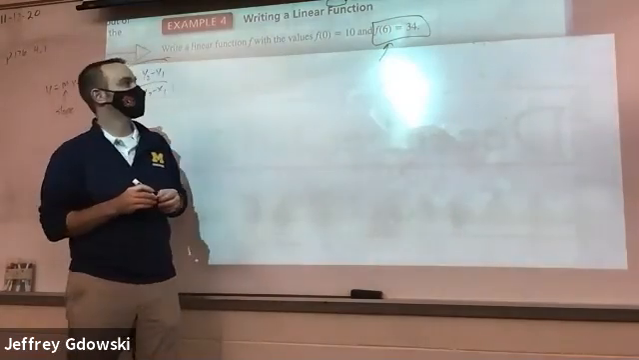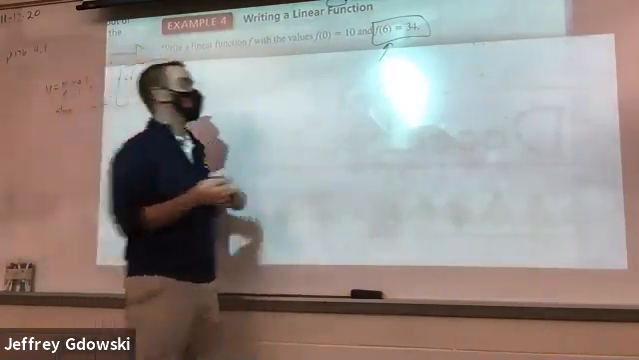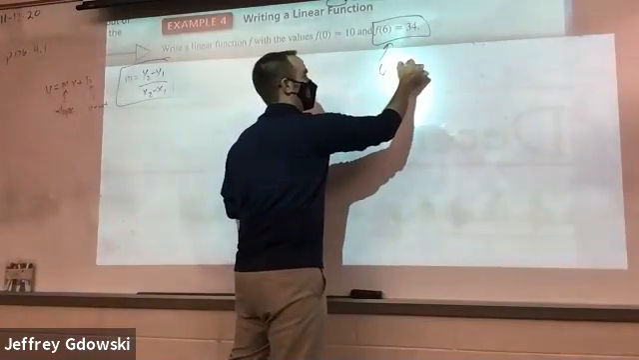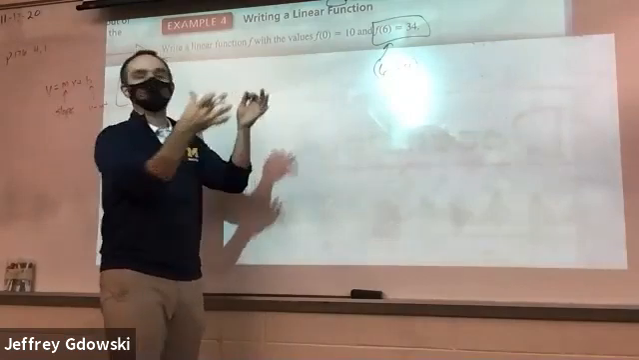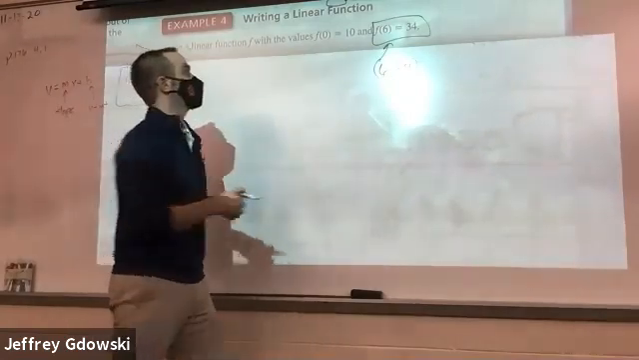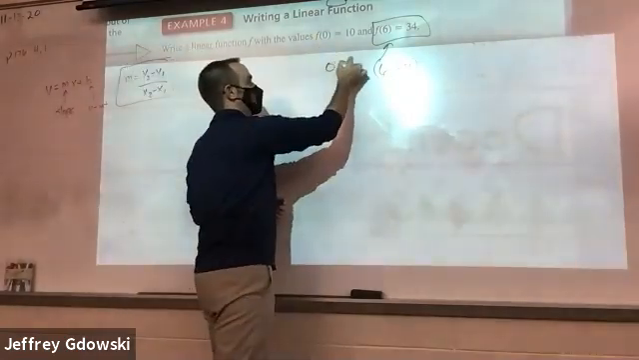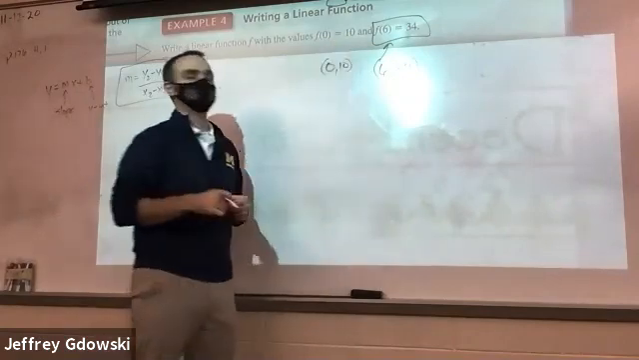Cassius? Yeah, we plugged in a 6 to get out 34. That's just an ordered pair. That's just the ordered pair 6, 34. So this is the ordered pair 0, 10. I plugged in a 0, I got out a 10.